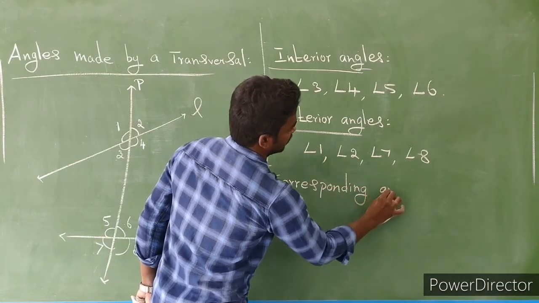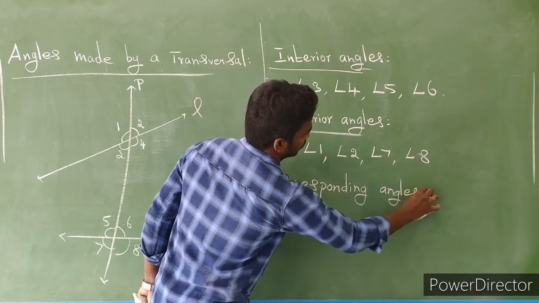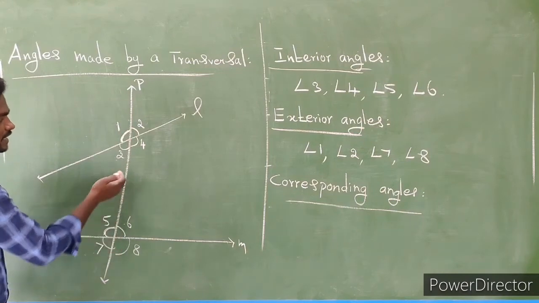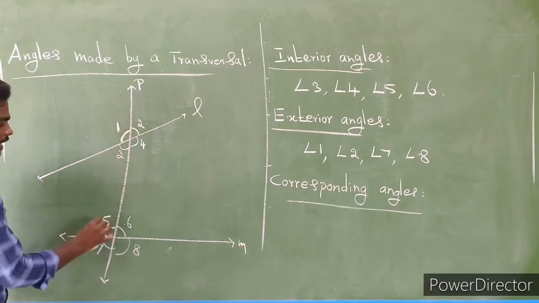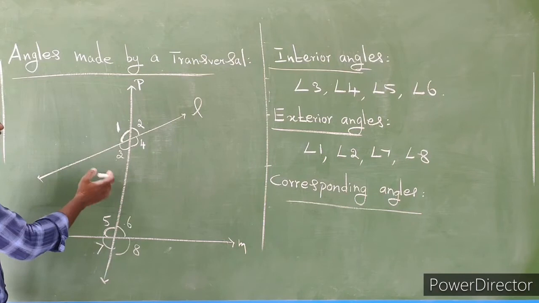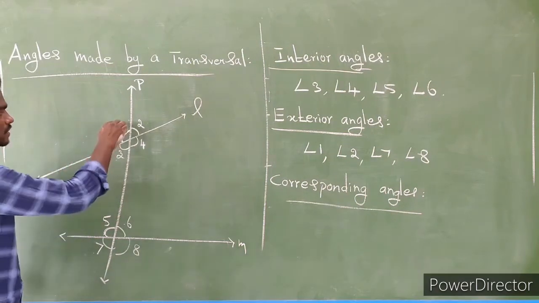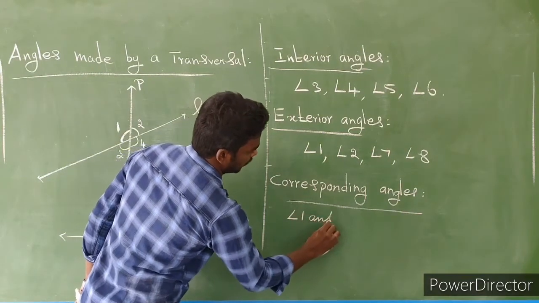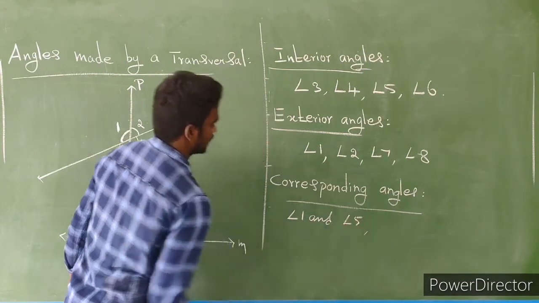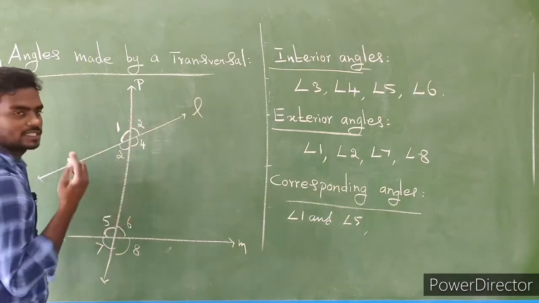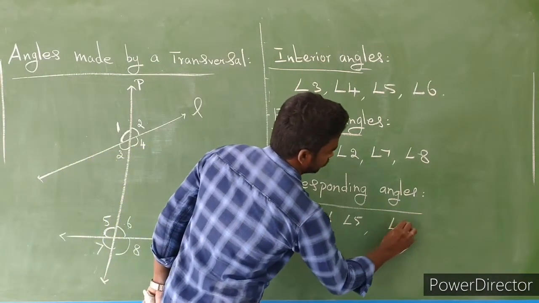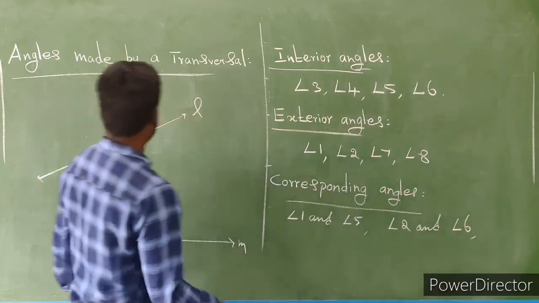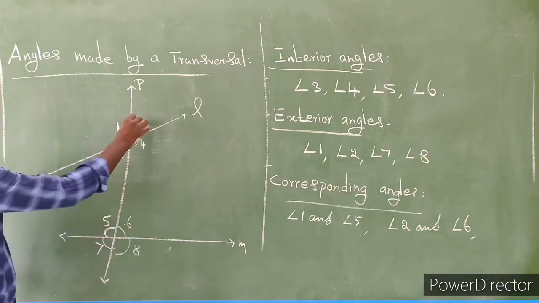Next one is corresponding angles. Corresponding angles means angles on the same side and in the same direction. Angles 1 and 5 are on the same side of the transversal and in the same direction. So angles 1 and 5 are corresponding angles. Next, angles 2 and 6 are also corresponding angles.